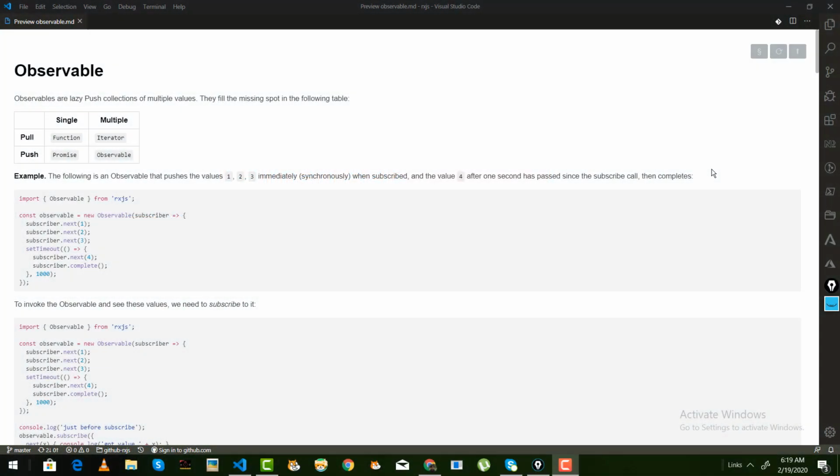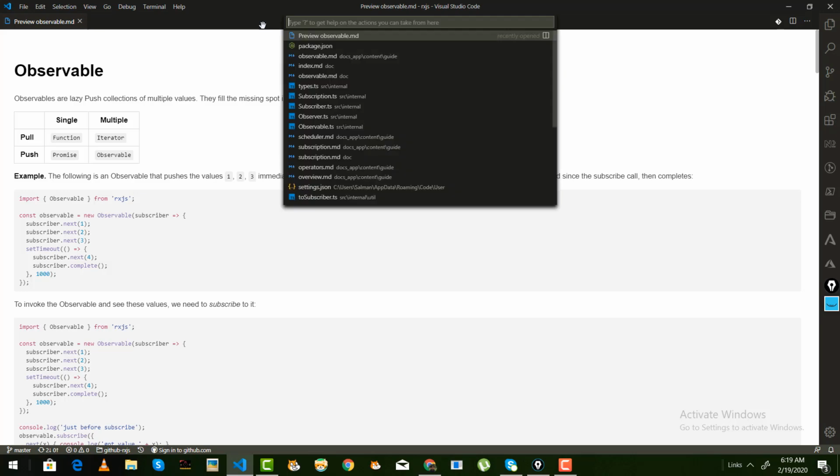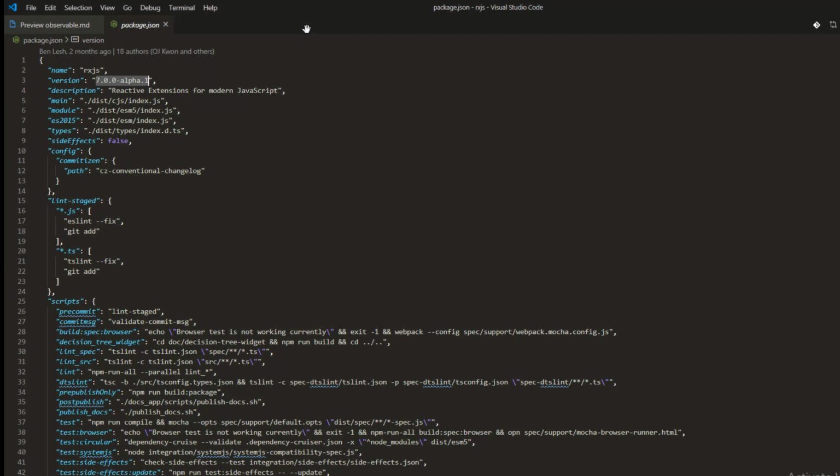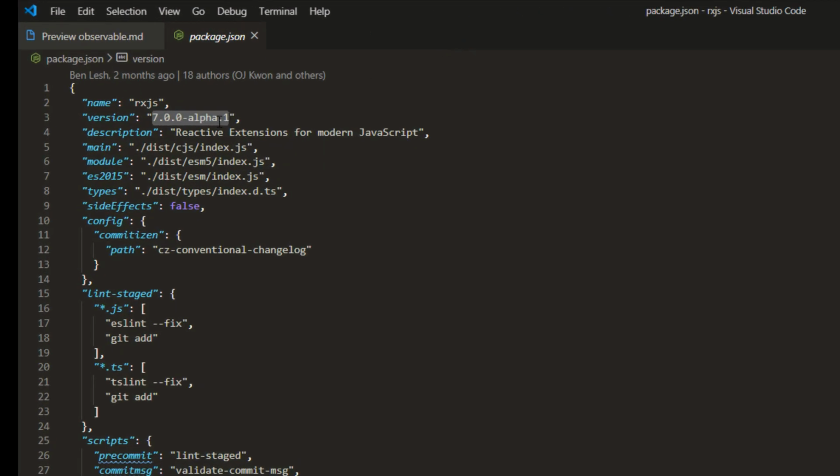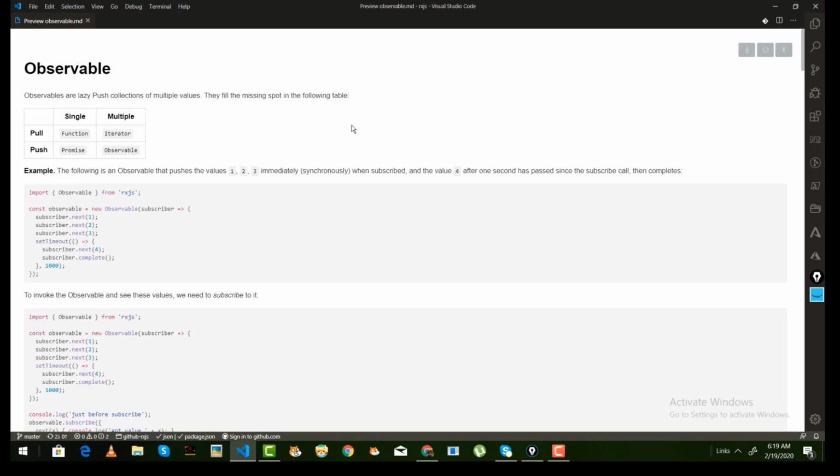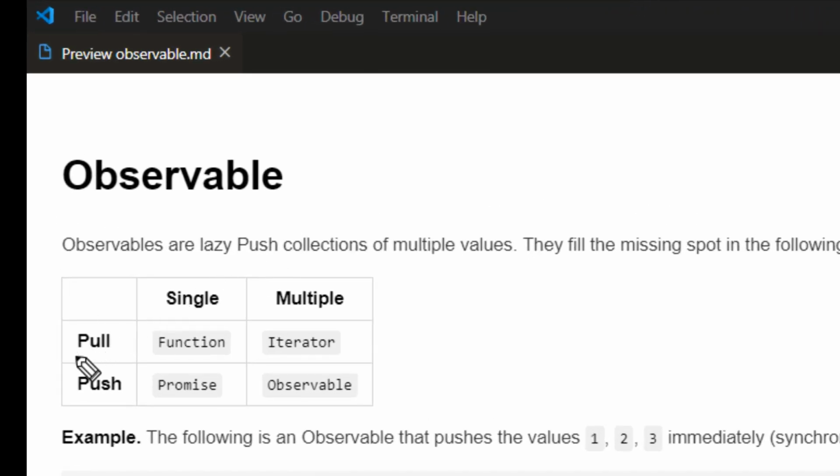So let's start. Over here I have cloned the RxJS repository, and the current version which I'm using, as you can see over here, is version 7.0.0-alpha.1. If you're using a different version, you will face different documentation. Now we have just opened the Observable MD file and we are going through the observable definition, how the RxJS library describes it. Basically they are saying observables are lazy push collections.